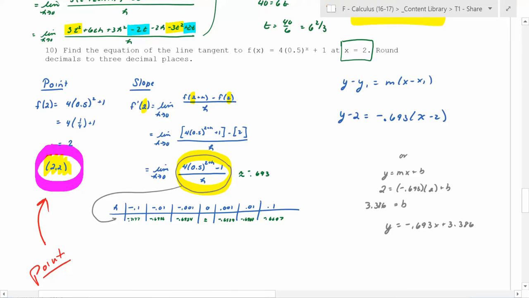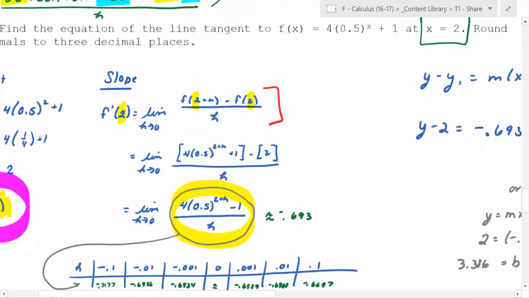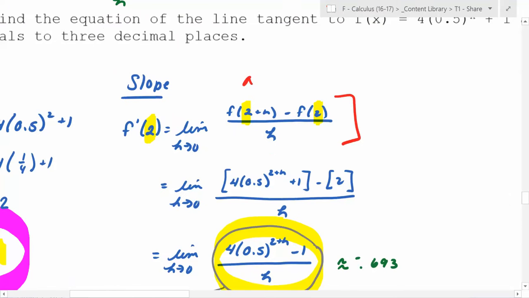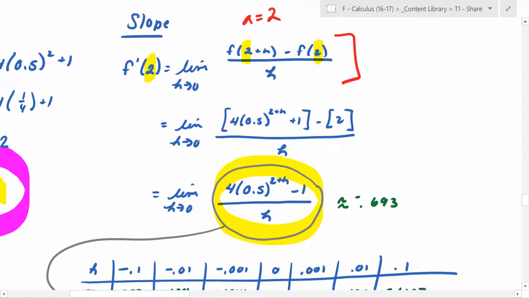So when you find the slope, you need to use the limit definition of the derivative right there. The a value is what? 2. So you have 2 plus h and f of 2. When you plug things in, you end up with this.